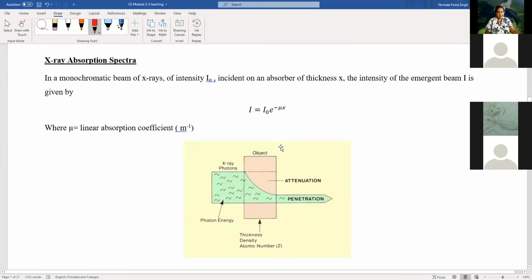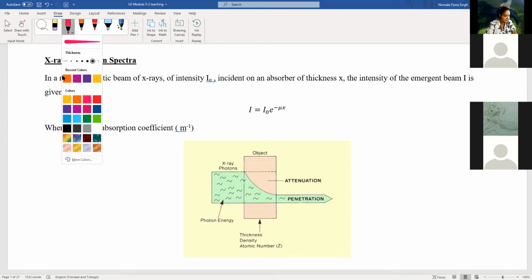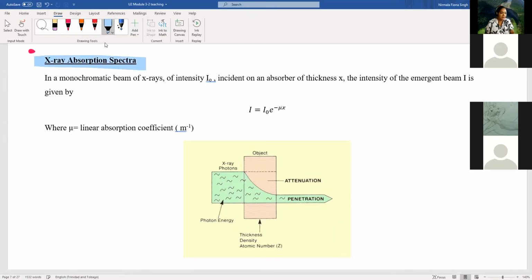X-ray absorption spectra. Now we have emission spectra and we have absorption spectra, because when you emit energy, that's an indication that you're absorbing some energy. Can't have one without the other. All right, so X-ray absorption spectra.